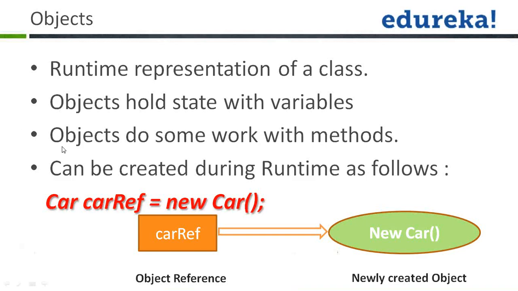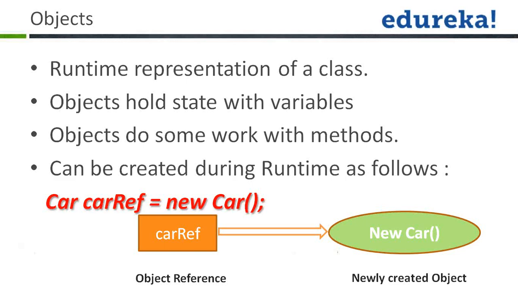Okay then. I come to the third statement, that is objects do some work with methods. That is, you can use a method using the object. We'll be discussing, as soon as we discuss the methods part, then I'll be showing you how to use a method using the objects. They are used in a similar fashion like you're using the object.